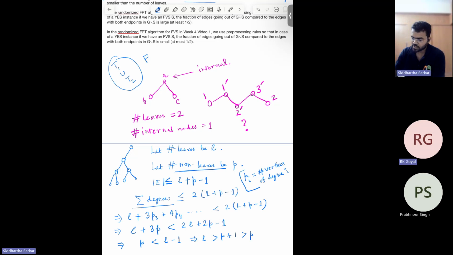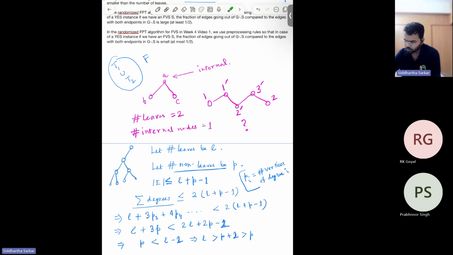So while simplifying this expression, we wrote 2L plus 2P minus 2, I think. Sorry. But it does not matter as far as the counting is concerned. The comparison will still work because if L is greater than P plus 2, it is also greater than P. But thanks for pointing out the error.